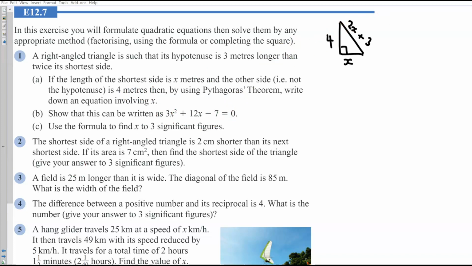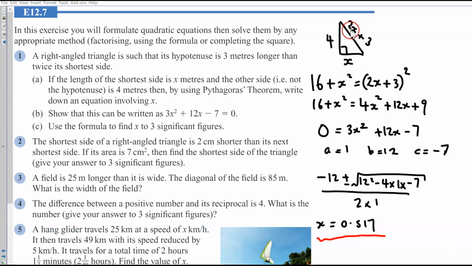So again, hit pause if you can do that. Okay, so I've gone through and I've got my Pythagoras bit. So 4 squared plus x squared must equal this bit squared. So that's 4 squared. Expanded by brackets. Remember, this is bracket times bracket. So 2x plus 3, lots of 2x plus 3. Don't just square this and square this. Got to remember there's a middle bit. And then set it equal to 0.